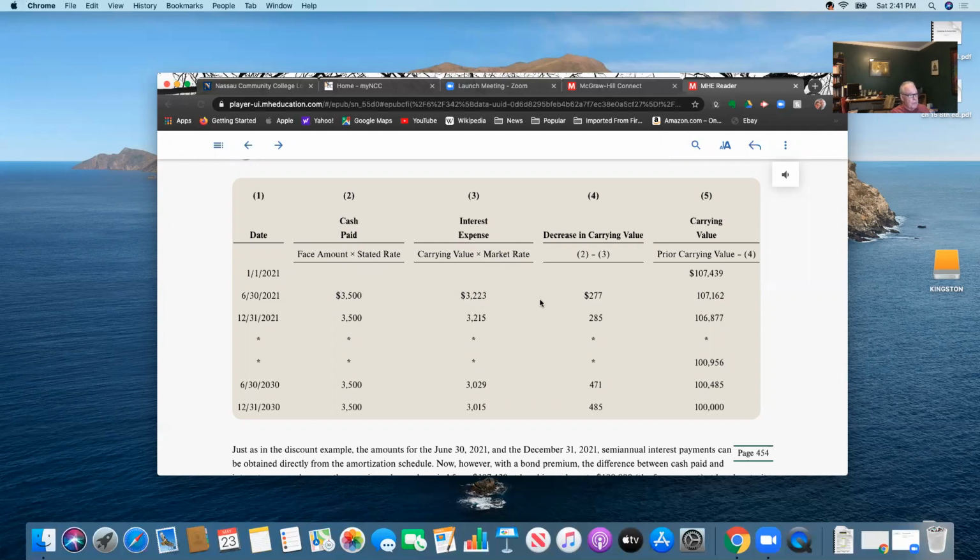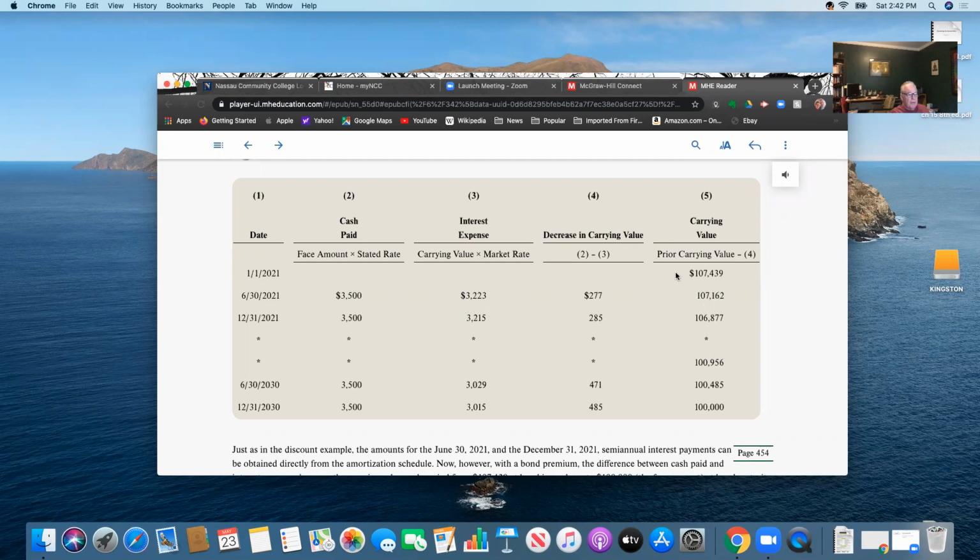The difference between the two columns is 277, but now we're going to subtract the 277. We wind up at 107,162. 107,162 times 6% times 1/2, 3,215. The difference, 285. Take that 285 and subtract, 106,877.